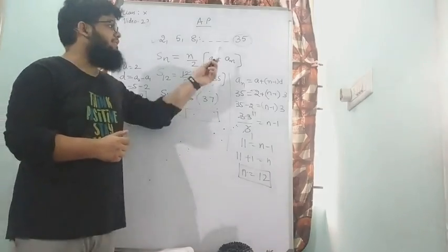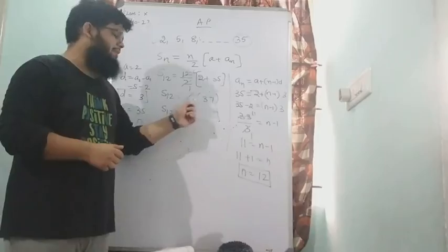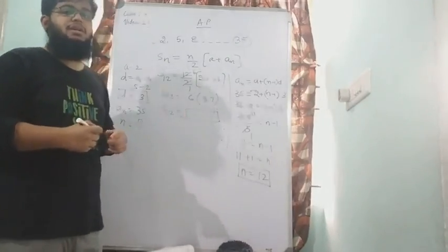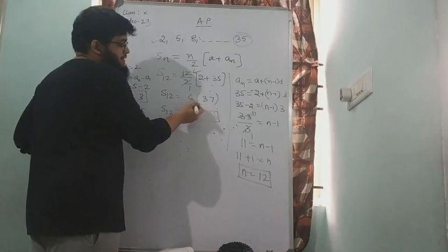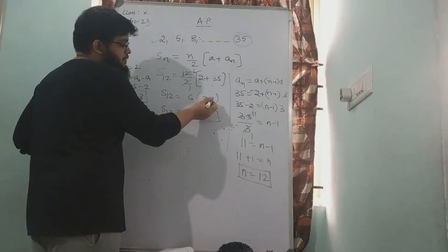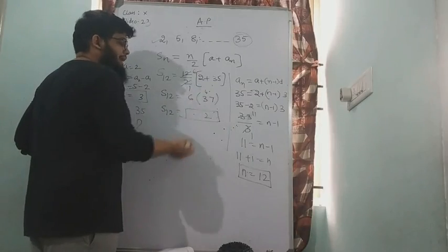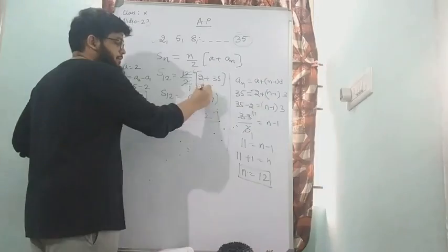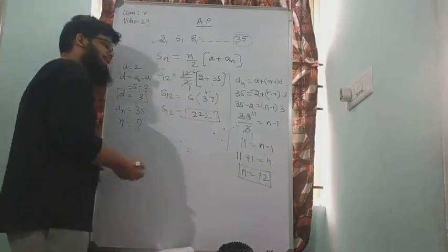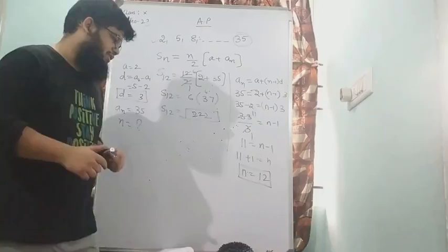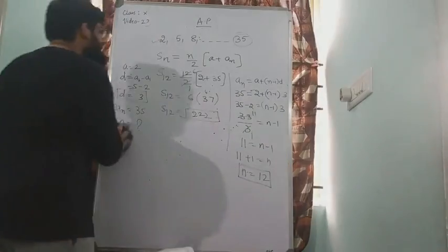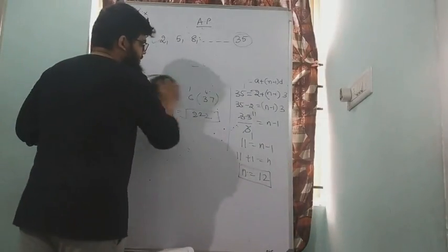This is how we make use of the Sn formula when the last term is given. Tell me what answer you will get after multiplication, or I'll give you one complete question as homework. So 7 sixes are 42 and 4 carry, 6 threes are 18, plus 4 is 22. So the sum of 12 terms is 222. Okay. So try one question as homework and then tell me what answer you will get.